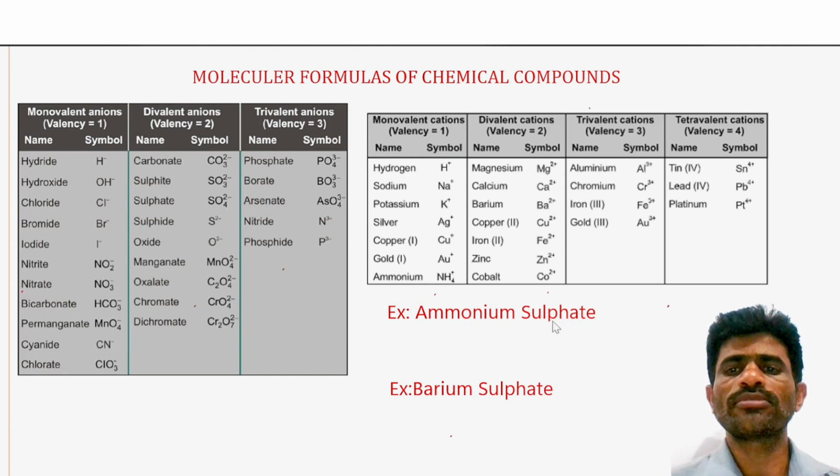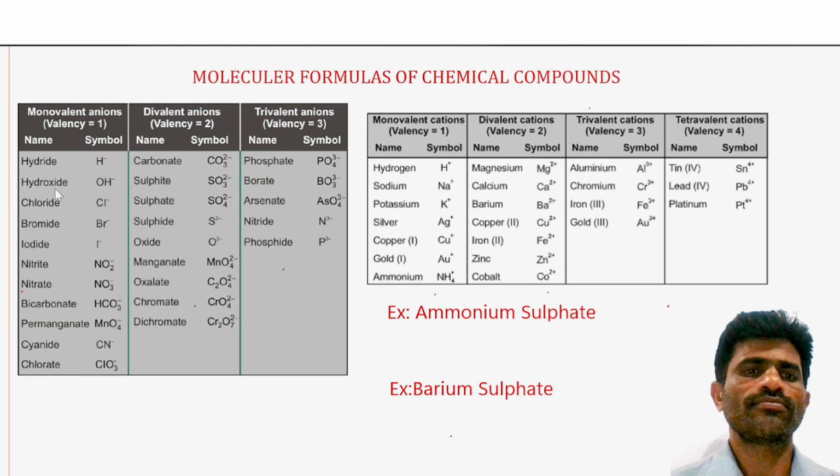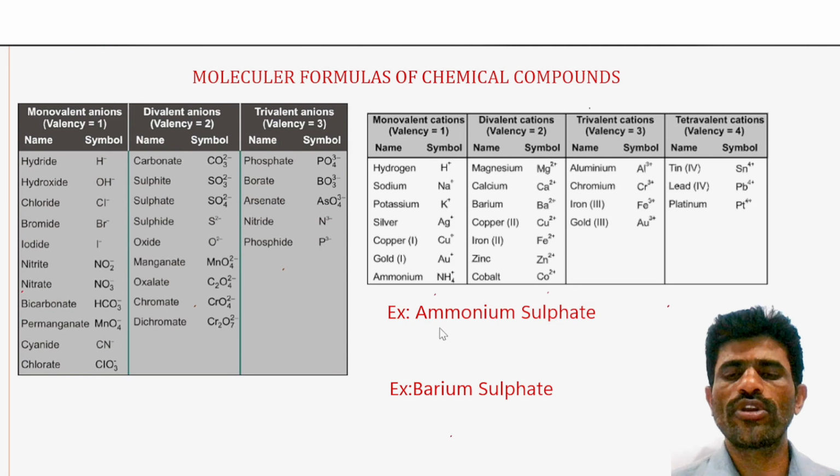We have ammonium sulfate. Suppose you want to know the molecular formula of ammonium sulfate. We need to know the symbol of ammonium and its valency, as well as the symbol of sulfate and its valency. Symbol and valency both we have to know. If you want to know the chemical formula of ammonium sulfate, we have to write the symbol of ammonium.